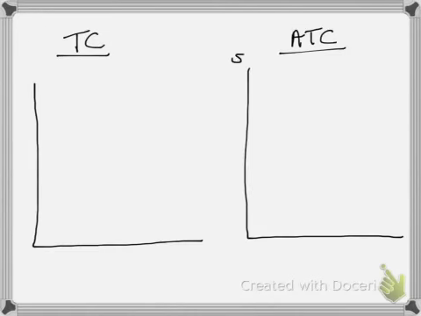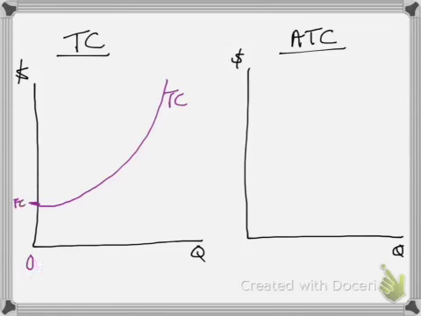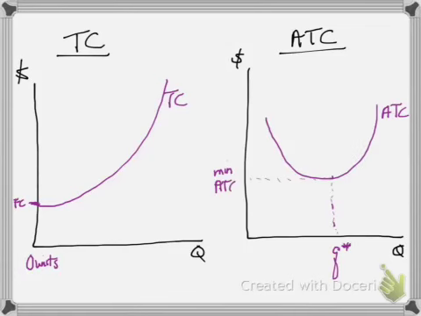So for total cost and average total cost, we're always going to have dollars on the vertical axis and quantities on the horizontal axis. And total cost will always start with an intercept above zero. So on the dollar axis, on the vertical axis for total cost, it starts at an amount greater than zero because that's going to be equal to the fixed cost. If they don't produce anything, they still have some total cost because they've got fixed costs.